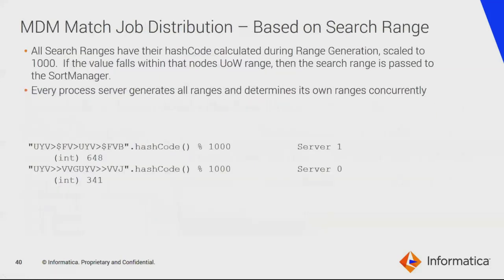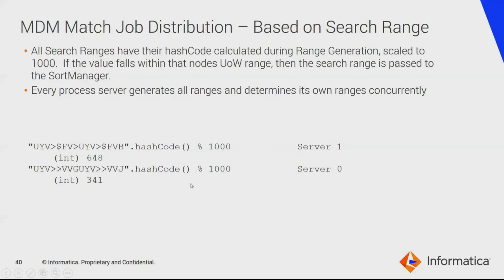Once we have that established, at runtime, we apply a hash code and mod it by 1,000 to the concatenated range. So this is actually 16 characters. This is the search range. And we come up with a value that's been scaled to 1,000. We take the absolute value if it goes negative. And based on that, we decide what process server should process it.